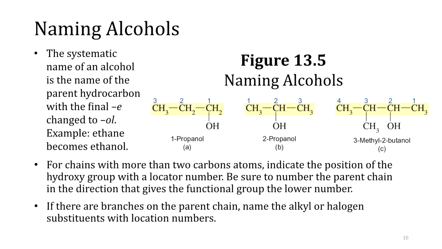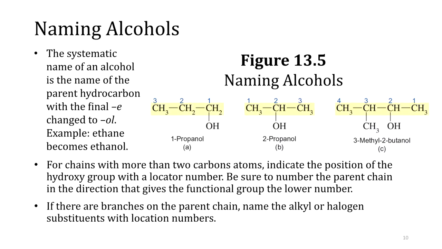For chains with more than two carbon atoms, we have to delineate where that hydroxyl group is. We have to be very clear. We have to indicate the position of the hydroxyl group, and we use a number to do that. Just like we did with alkenes, we choose the chain that contains the OH group. That is our main chain, and then we number that chain such that the OH has the lowest possible number.